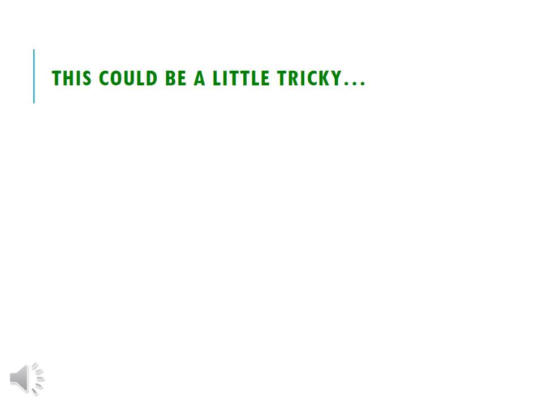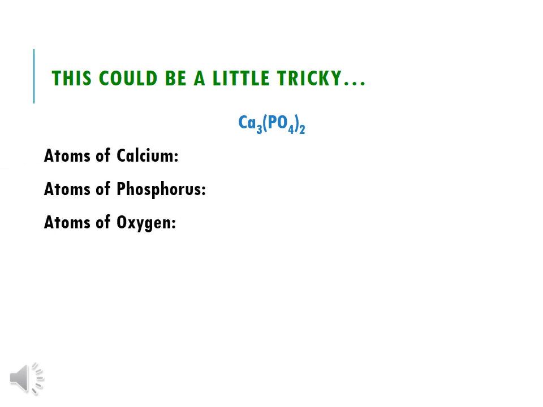All right, this could get a little tricky. Here we go. Ca3(PO4)2. How many atoms of calcium, phosphorus, and oxygen are there? So pause the video and see if you can solve it. Okay, do you have an answer? There are 3 atoms of calcium because of the subscript of 3.